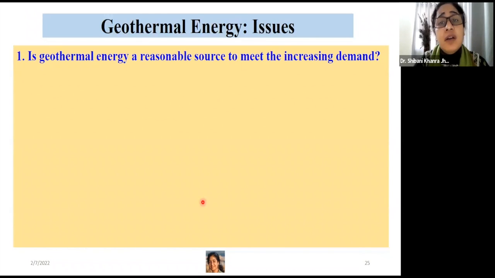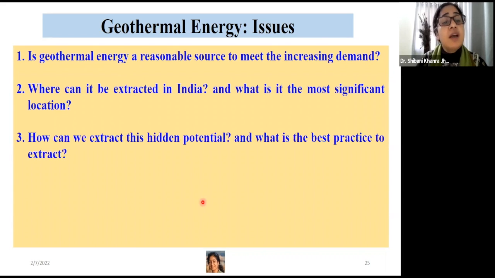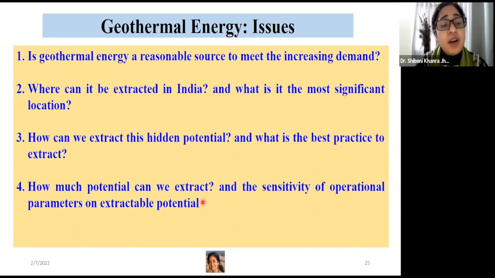So issues need to be identified as to why, in the Indian context, geothermal has not been given importance. The issues are these: is geothermal energy a reasonable source to meet the increasing demand? Second, where can it be extracted in India, and what is the most significant location? Then how can we extract this hidden potential, and what are the best practices to extract it? Further, how much potential can we extract from that particular field or reservoir? Then, the sensitivity of the operational parameters on extractable potential, and how long can we extract?